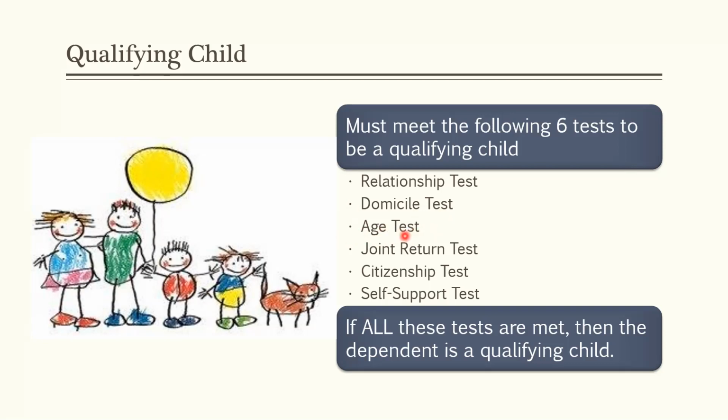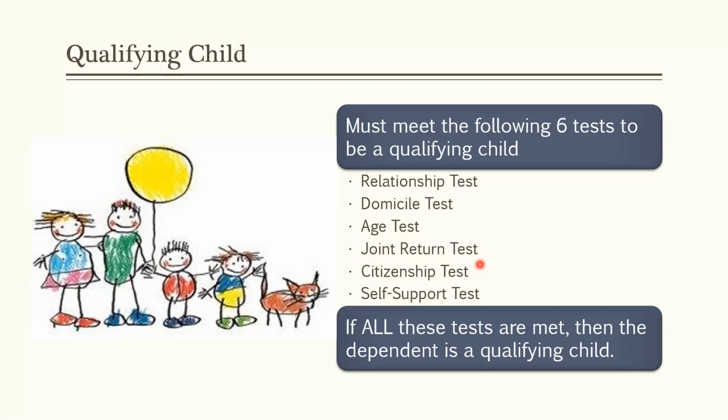And just as a side note, to be qualified as a full-time student, you just have to have been going to school for 5 months of the year. So this qualifies people like seniors who graduate during the year and only went to school for the first 5 months. Now they're qualified as a qualifying child for the entire year.